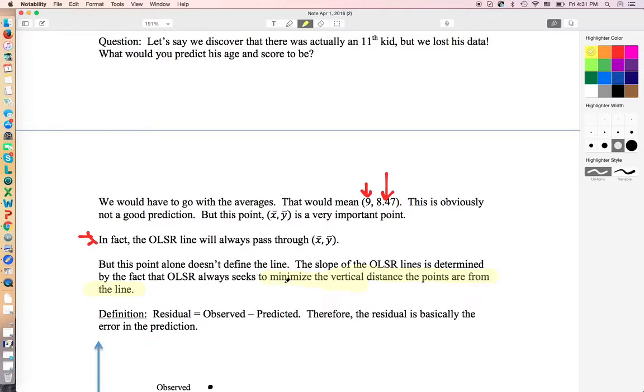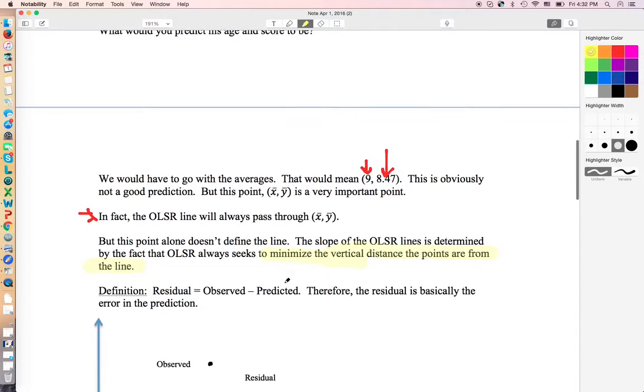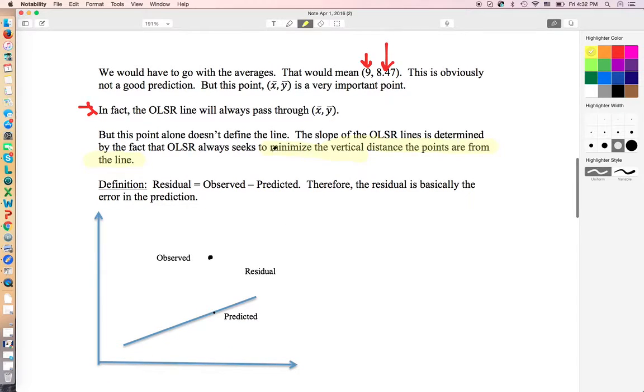It doesn't try to make sure that half the points are above and below. It tries to make sure that the sum of all of the distances from the line we draw is as small as possible. So not every point will be as close to the line as possible, but in the aggregate, all of the points will be as close to the line as possible. And in order to do that, we need a definition. And that's the definition of a residual.